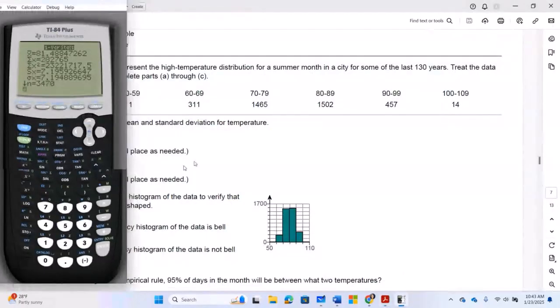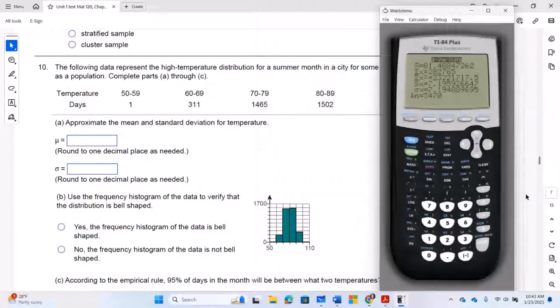It's a population data. So the mu is 81 points. Let me see how many, round to one decimal place. So the mean is 81.5, and the population standard deviation is 7.2.